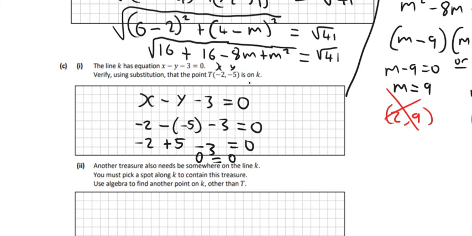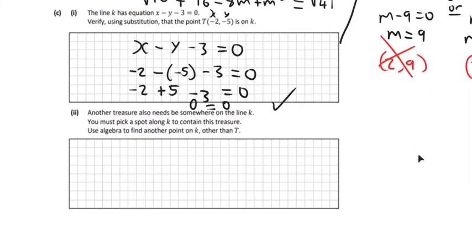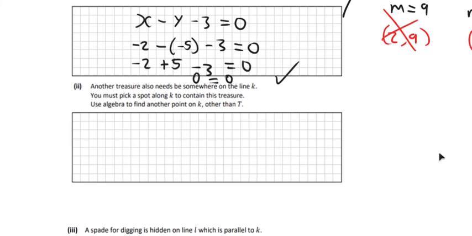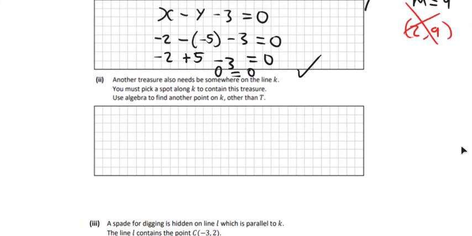So it checks out. Because you got 0 equals 0 there. If you had got a 2, say, on the left hand side, then that point wouldn't be on k. But you got 0 equals 0, so that verifies it. So another treasure also needs to be somewhere on the line k.